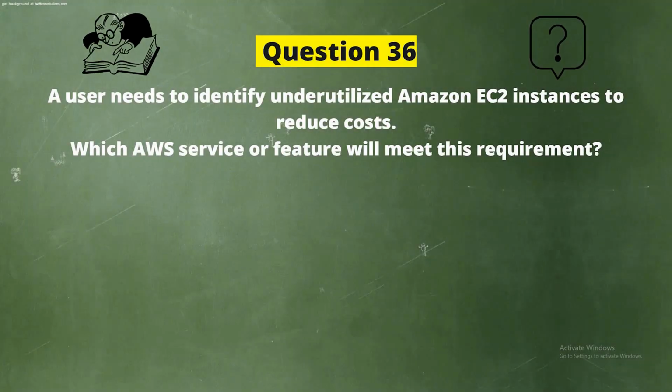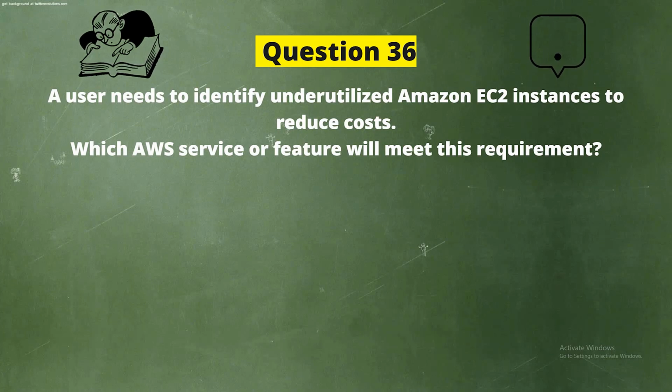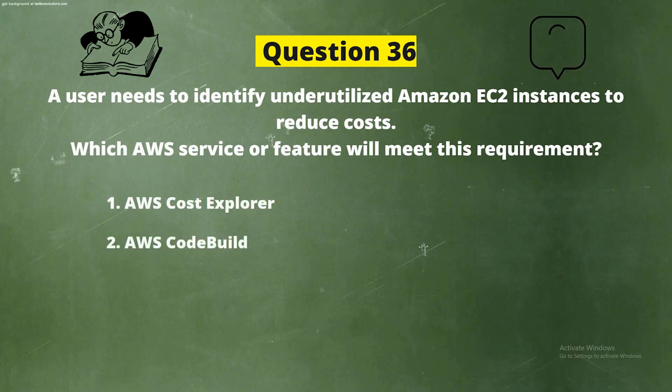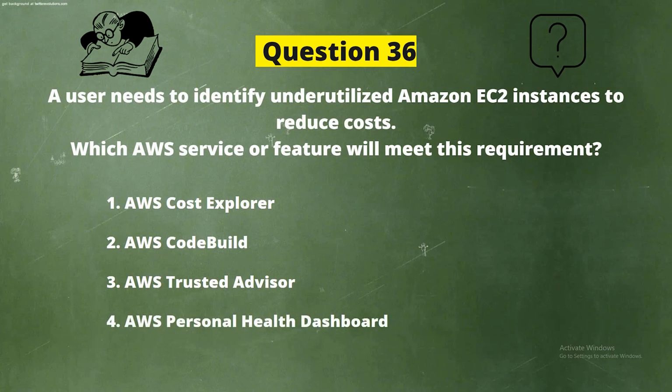Next question. A user needs to identify underutilized Amazon EC2 instances to reduce costs. Which AWS service or feature will meet this requirement? And the options are: Option 1. AWS Cost Explorer. Option 2. AWS CodeBuild. Option 3. AWS Trusted Advisor. Option 4. AWS Personal Health Dashboard.